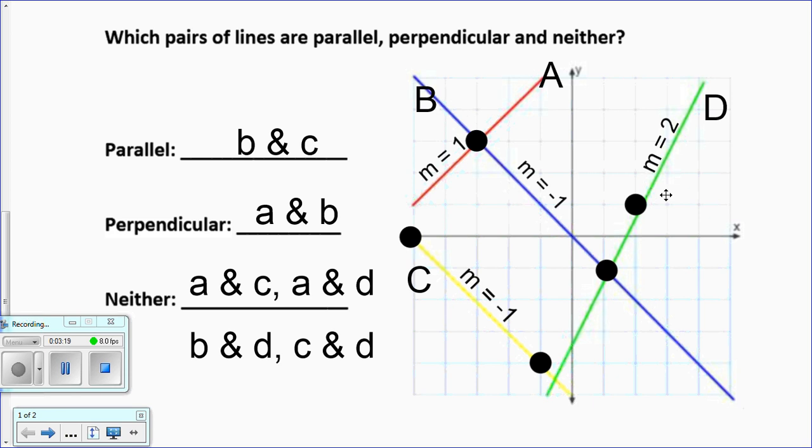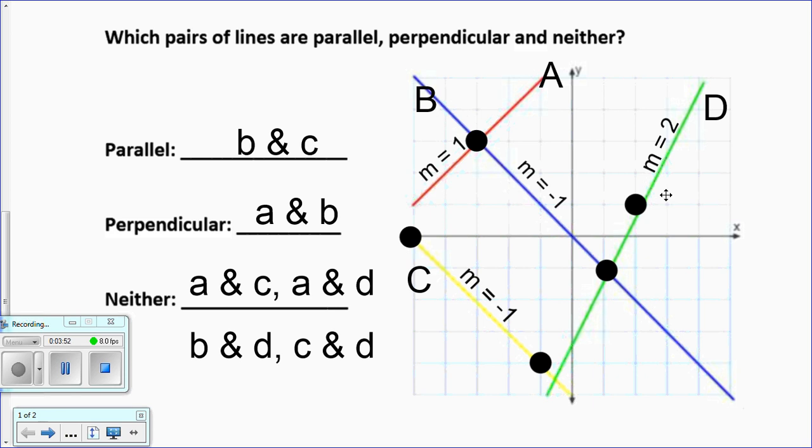Looking at these slopes, I'm going to figure out and classify which ones are parallel, which ones are perpendicular, and which ones are neither. It's very possible that you're going to have neither more often than perpendicular or parallel, because there are so many numbers that don't match up or aren't reciprocal to each other. So that's probably going to be the most common thing you see. However, parallel and perpendicular do make themselves known, so make sure you know what those mean.